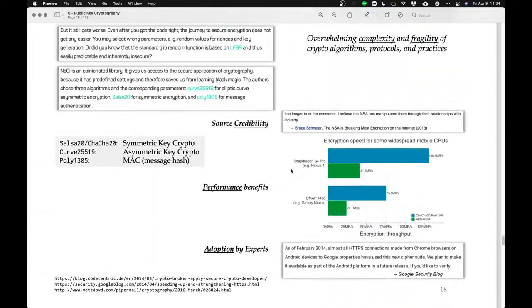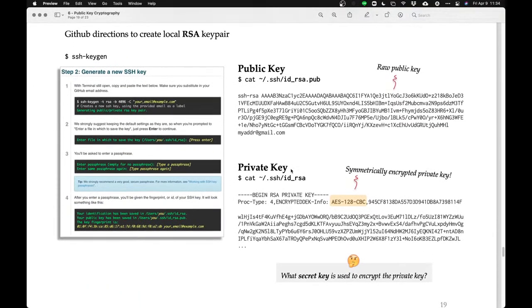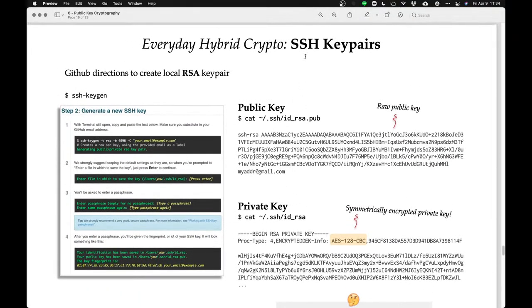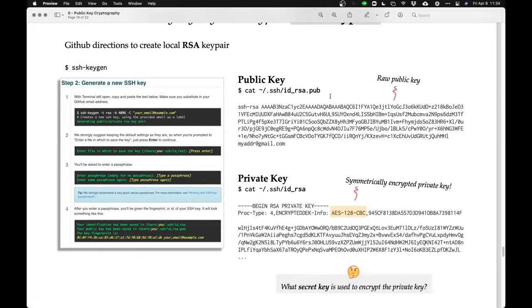Let's see asymmetric key crypto in practice. Do you remember in the beginning of the semester, if you hadn't already done it, you had to make an SSH key pair? Remember this? And you had to make a public key and a private key. And what did you do with the public key?